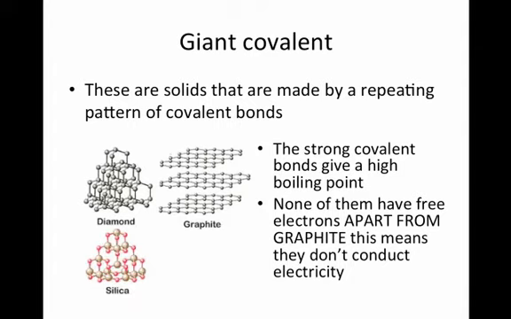None of them have any free electrons apart from graphite. This means they don't conduct electricity. In order to conduct electricity, you need some free electrons to move around and carry the electricity around. Only graphite can do this. Diamond and silica cannot. Try and pass an electric current through a diamond, you will find yourself looking very foolish.